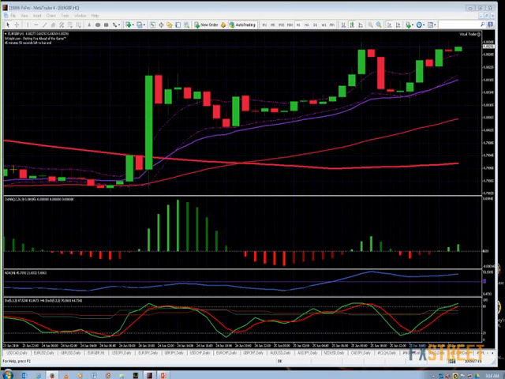So the first mark of an amateur is you take every entry signal presented to you, just like a robot. But as human beings, we have judgment. We can decide which entry signals to take and which not.